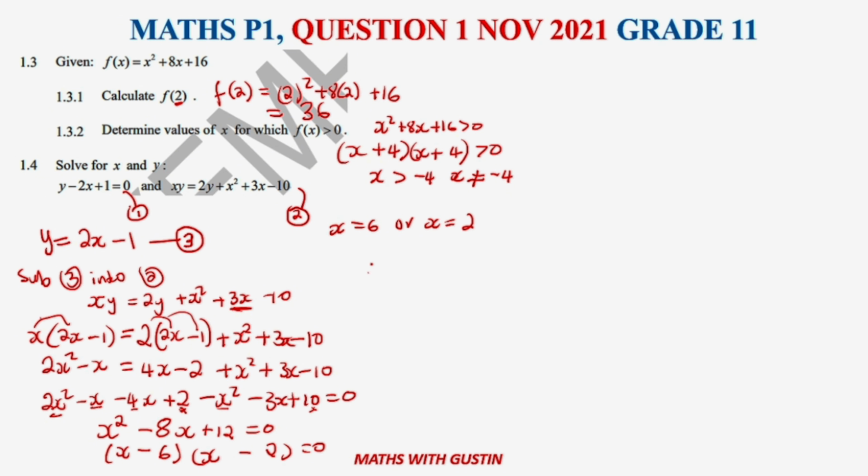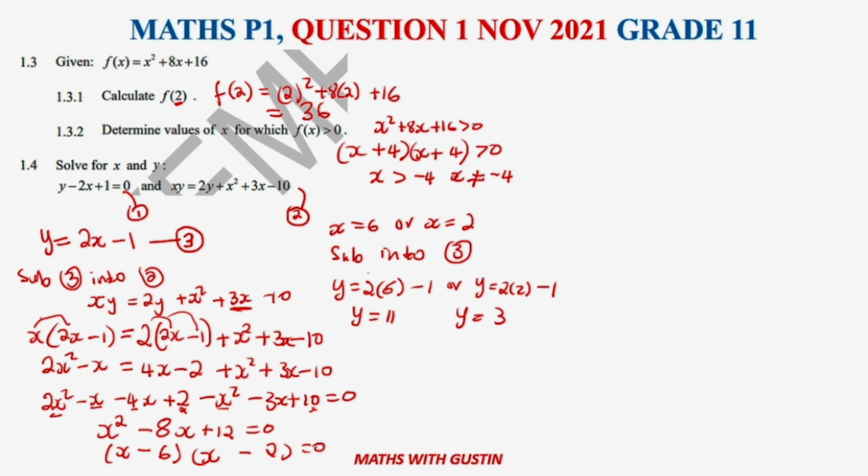Okay, right. Therefore after this, we can sub these x values into equation number 3. Okay, great stuff. So now we are gonna come here and say y will be equal to how much if x is equal to 6. Okay, this will be 12. 12 minus 1 is going to give us 11. Or when x is equal to 2, what is y? Y is going to give us 3.